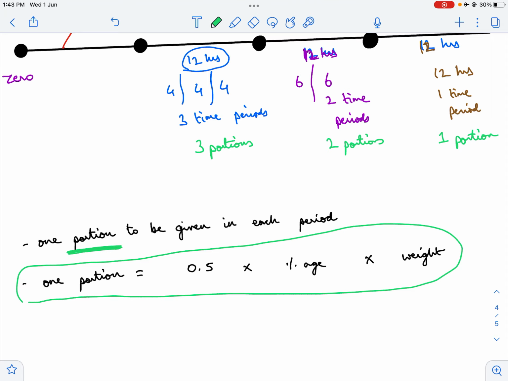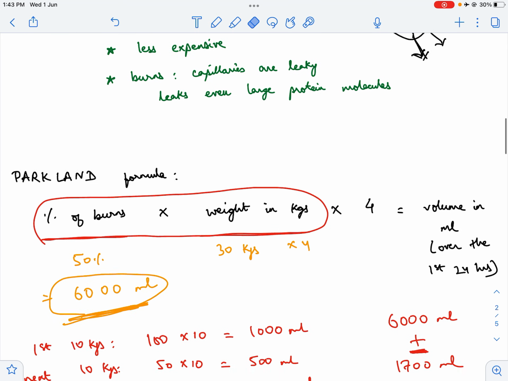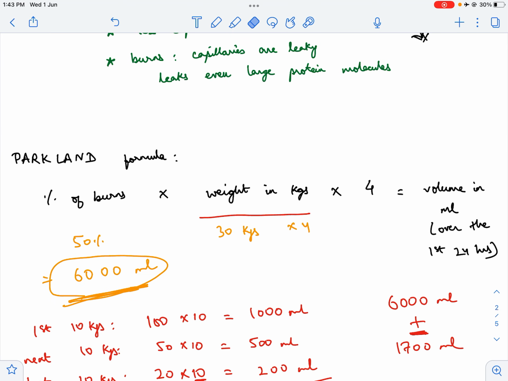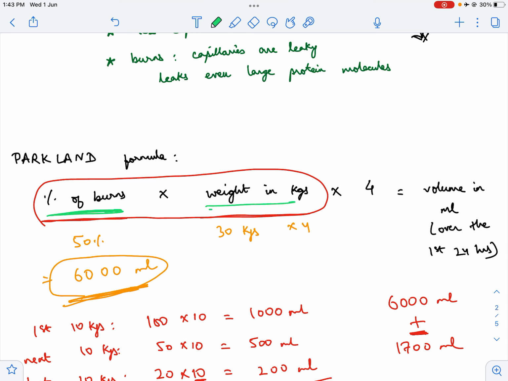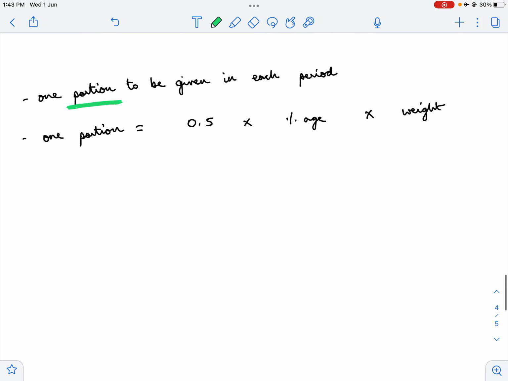Now, if you remember from our Parkland formula, let me scroll up and show you the Parkland formula. Here you have the percentage of burns, and here you have weight in kgs multiplied by 4. So like I said earlier, the percentage of burns and weight in kgs is always constant. So here the percentage of burns and weight is constant. This factor by which it is multiplied is changed. There it was 4, here it is 0.5. So 0.5 into percentage into weight, this is in ml.